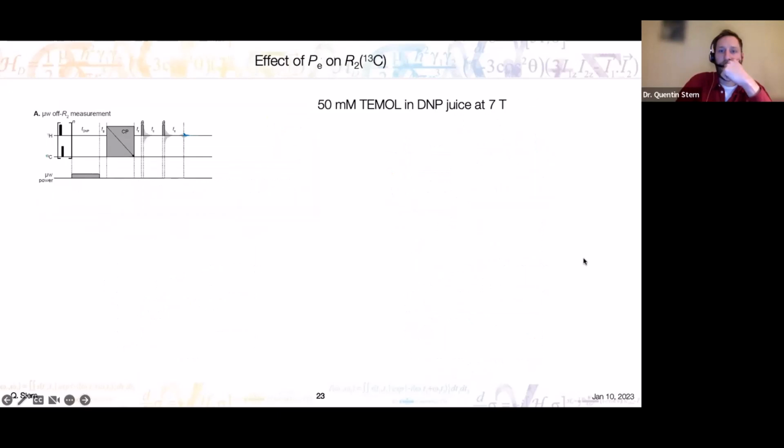So now I'm moving to results that I have acquired. I wanted to see if we could do the same with the T2 of the carbons. So I used not TEMPOL in DNP juice, and I looked at the natural abundance carbon spins in DNP juice, and this is the pulse sequence I use. I first polarize the protons, gate the microwave to have an efficient CP, transfer the polarization from the protons to the carbons, and then I record the T2 of the carbons with a solid echo.